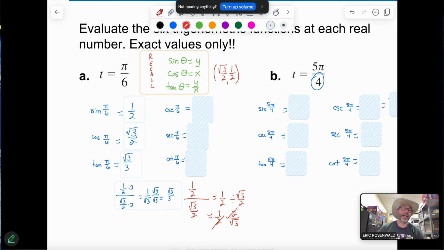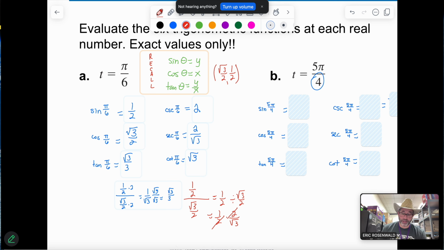So now to find their counterparts, cosecant, secant, and cotangent, we're just going to take the reciprocals. The reciprocal of 1 over 2 is just 2 over 1. The reciprocal of root 3 over 2 is just 2 over root 3. The reciprocal of root 3 over 3 is just root 3.